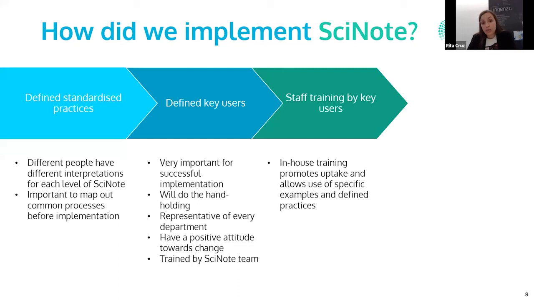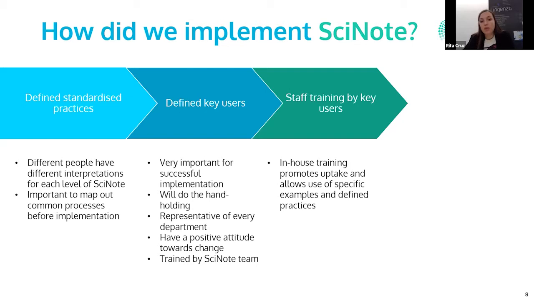Then those key users were the ones who trained all the staff. We thought this was important, because in-house training by your colleagues means you're being trained by someone who is possibly your colleague and friend. You know this person, you're familiar, they speak a similar language in terms of the examples they give during the training, or they will use very specific examples to very specific projects, and they're familiar with those defined standardized practices that we defined in the beginning.